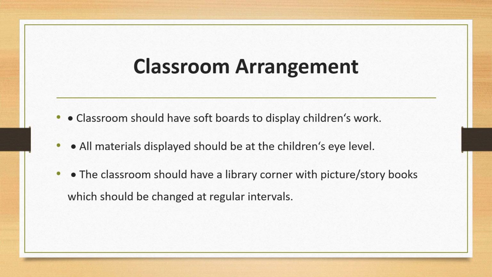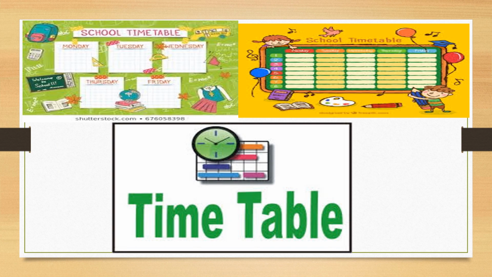Classroom should have a softboard to display children's work. All materials displayed should be at the children's eye level. The classroom should have a library corner with pictures and storybooks, which should be changed at regular intervals. Now moving ahead with the timetable, how we should schedule their timing and intervals.